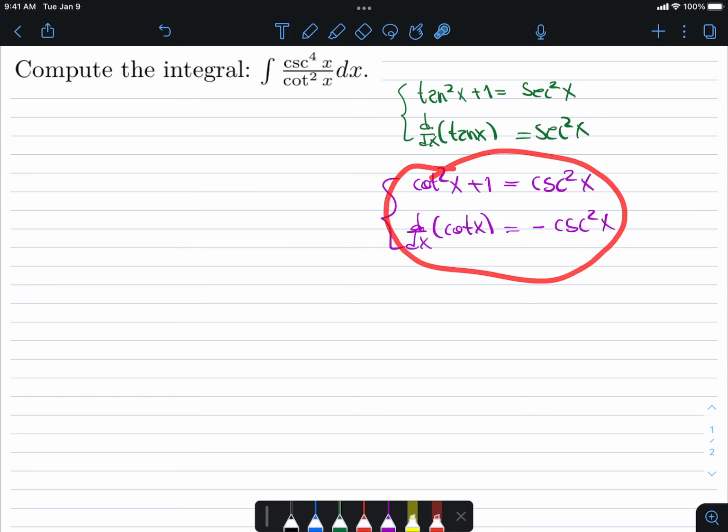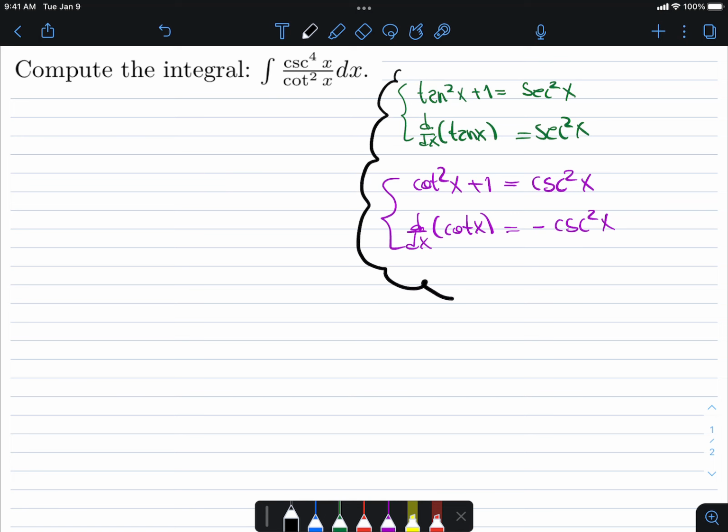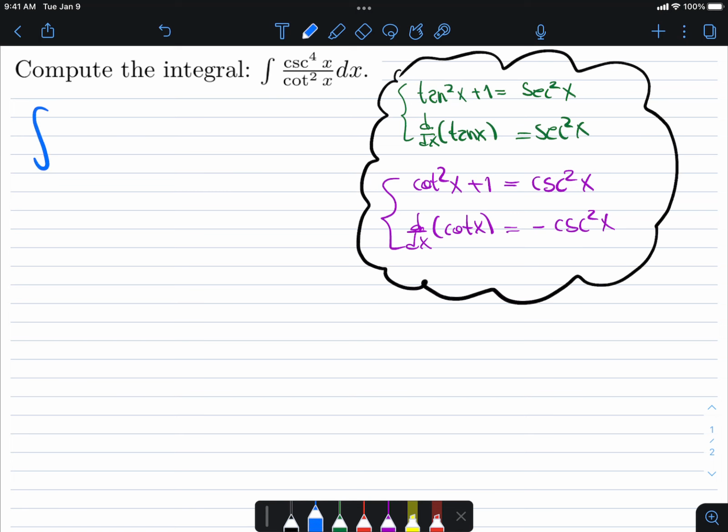With this in mind, we can start working on the problem. So all of this is just prerequisites, stuff to remember for us to solve the problem. So let's actually solve it now. We have the integral of cosecant to the 4th of x dx, and then the cotangent squared x.